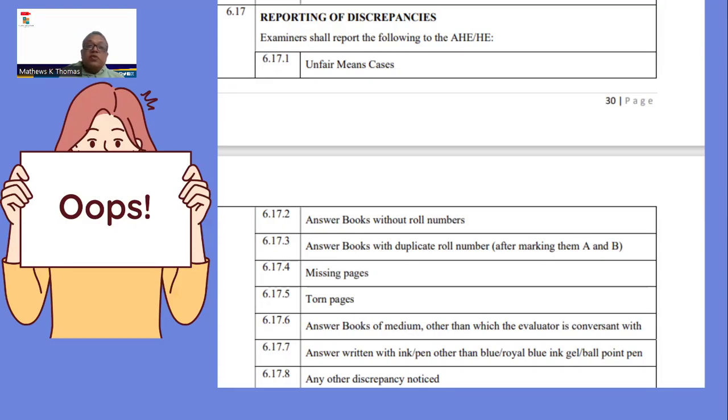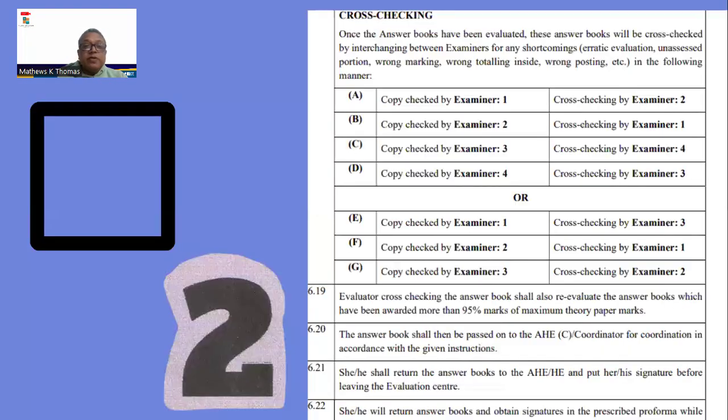And if you find that the medium the child has written in is not what you are actually correcting, you must be correcting English or Hindi or whatever, and suddenly you find a Gujarati or Tamil paper, then immediately you should inform the HE, because you may not be conversant with the language of the candidate. And this is very important. So any other discrepancy, if you find, it is better that you as an evaluator communicate to the AHE or HE so that there are no problems later.